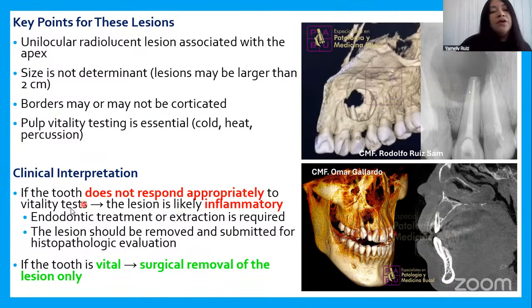In this case, endodontic treatment or extraction could depend on the tooth, the patient, and other characteristics, but this endodontic treatment or extraction could be required. And the lesion should be removed and submitted for histopathological evaluation. Because as I said before, these entities have no difference in image. I can only see the difference by the histopathological evaluation.